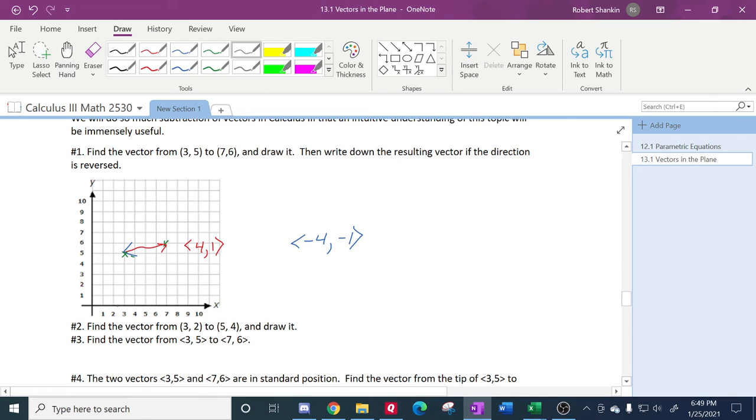Right, from 3, 2 to 5, 4, find the vector from there to there, draw it. And what is that vector? That vector is, well, it went to the right 2, and it went up 2.